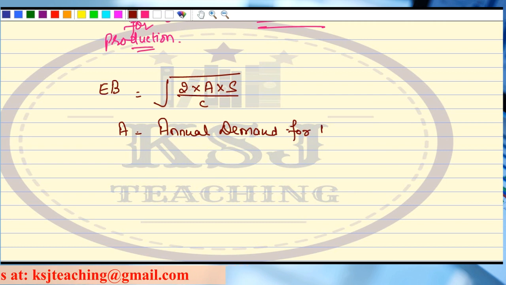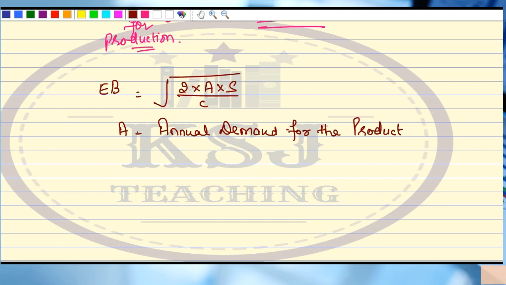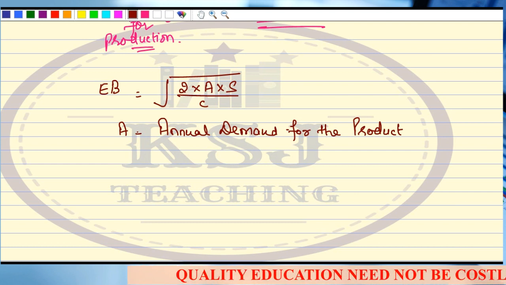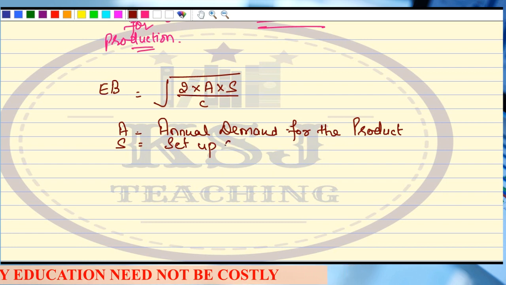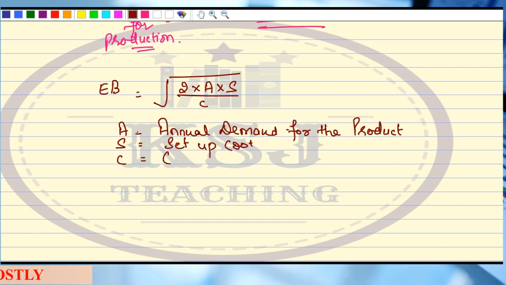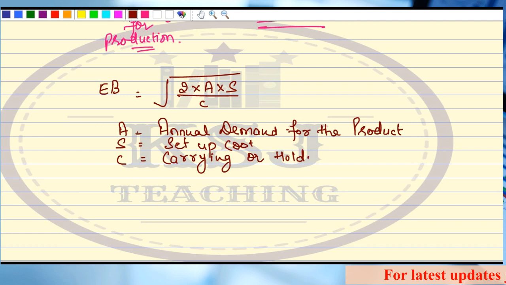Annual demand for the product. In case of economic order quantity, we used to take the annual consumption of raw material. Here I will say the annual demand for the finished product. S is my setup cost, and C is my carrying or holding cost.